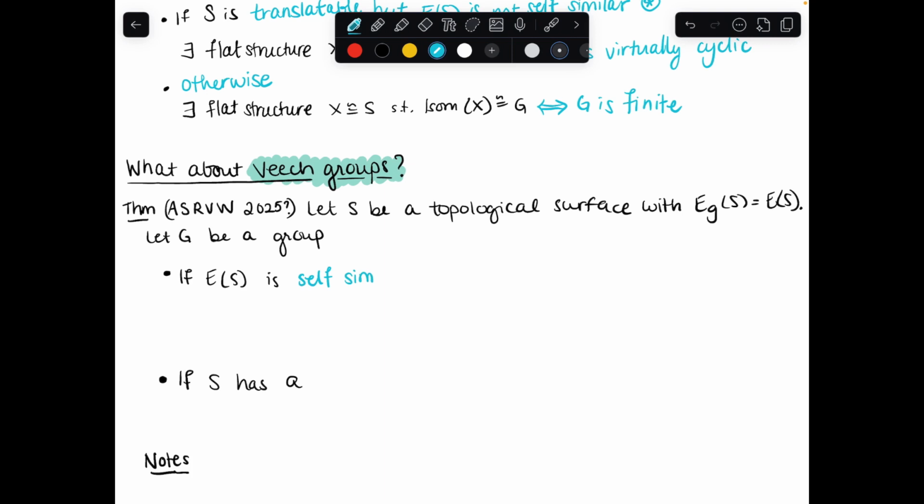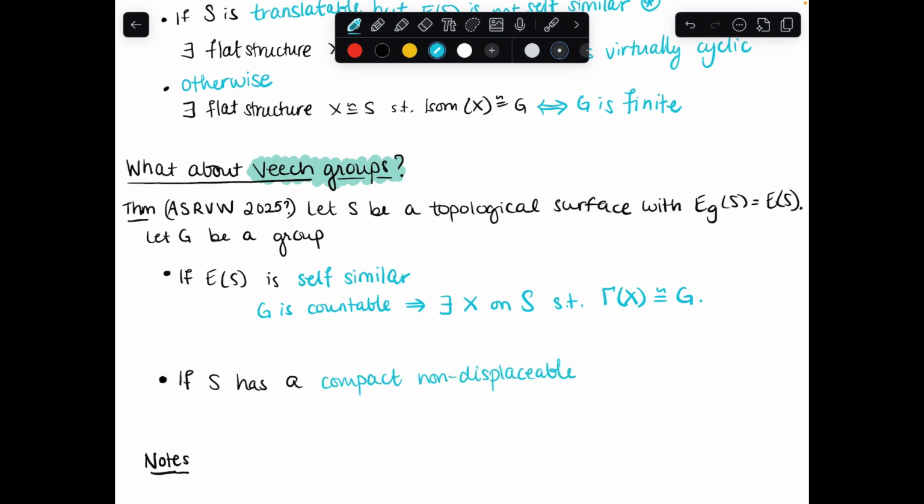Let G be a group. If the end space is self-similar, G being countable implies that it can be realized as a Veitch group for a flat structure on S. And if S has a compact non-displaceable subsurface, G being finite implies that it is realizable as the Veitch group of a flat structure on S.